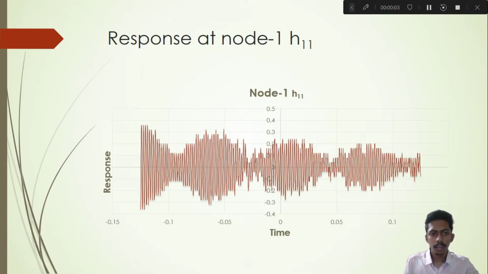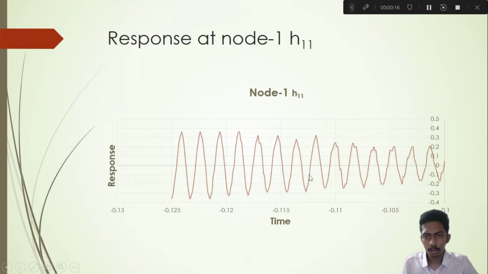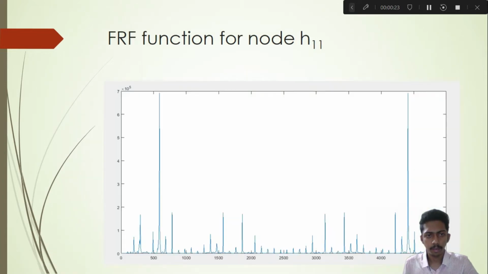Alright, after collecting this data, we look at the response versus time graph. As this graph is too clumsy, let's zoom in and look at it. This is the response of the structure when a particular amount of force has been applied. We can calculate the FRF function as response by force. These FRF functions are plotted versus the frequencies at which each node excitation happens.